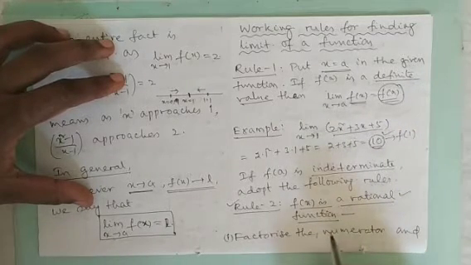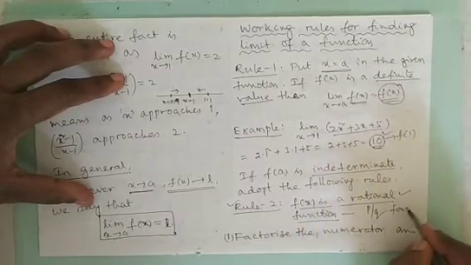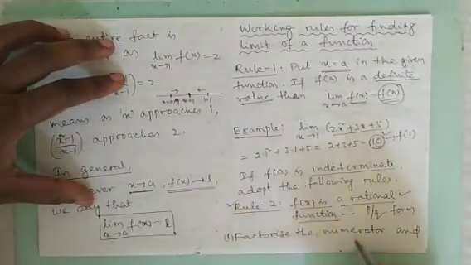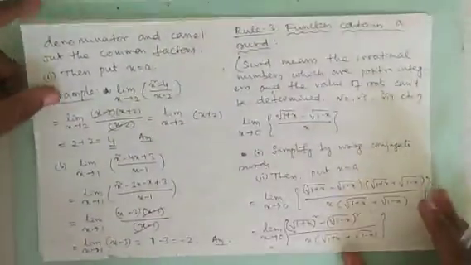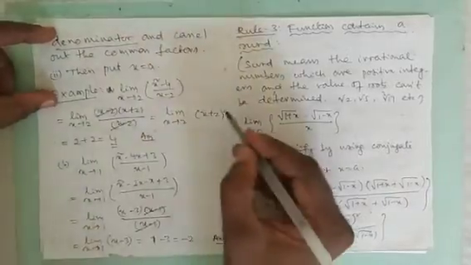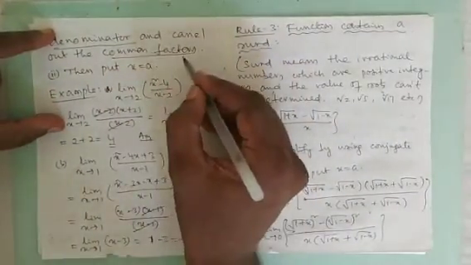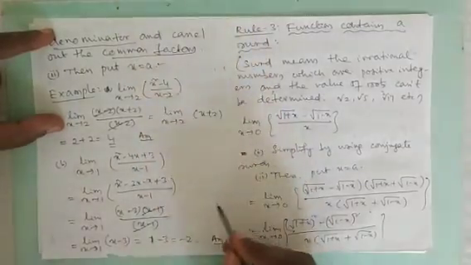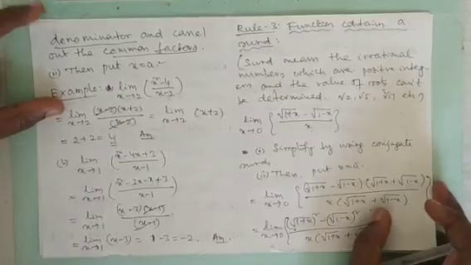So if the given function is a rational function in the form of p by q, what we will do is factorize the numerator and also the denominator and cancel out the common factors. After cancelling out the common factors, just put x equal to a, and there won't be any trouble. You can solve the problem easily.